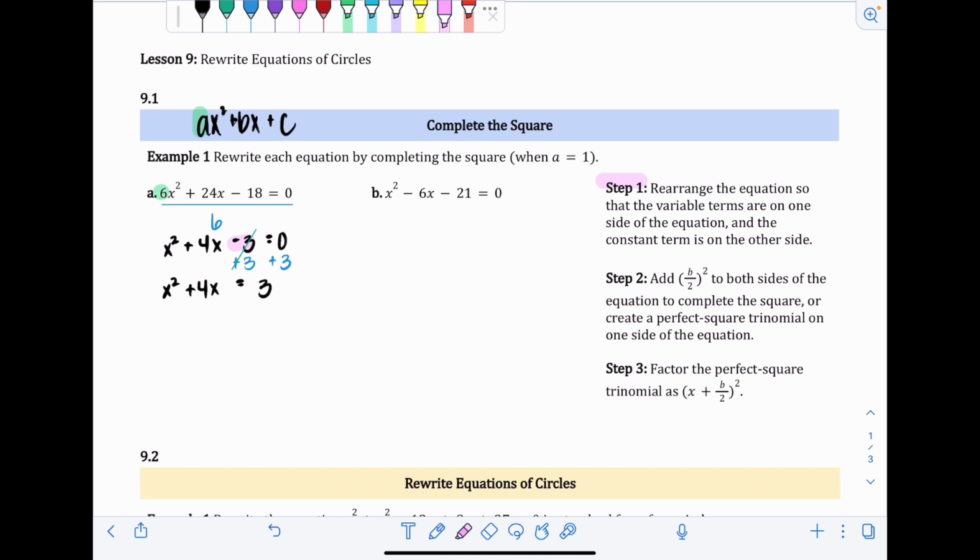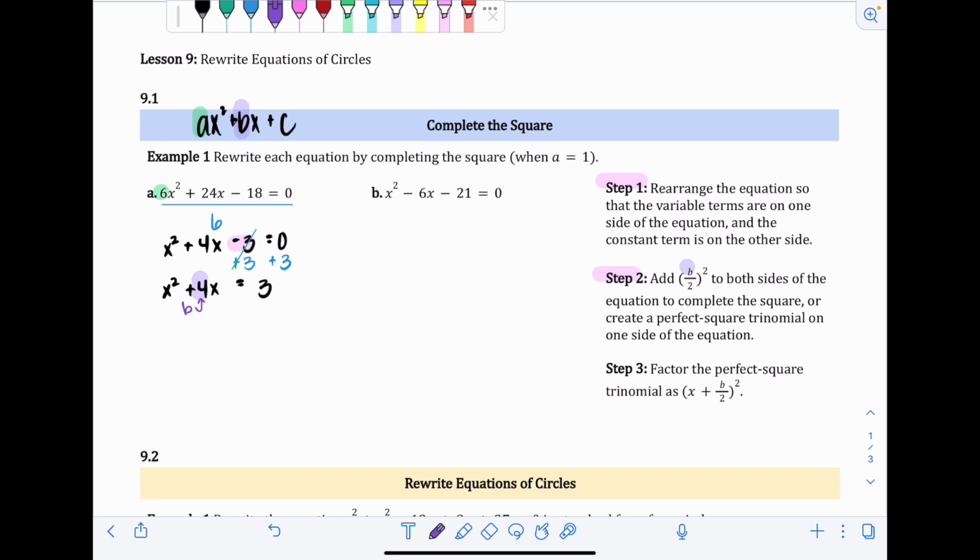So step 2 says add b over 2 squared to both sides of the equation to complete the square and create a perfect square trinomial. So that b in the b over 2 squared is referring to the b when it's in standard form, so that's the coefficient of x. So in this problem, b would be 4. So b is always the number in front of just like the regular x, not the x squared. So I would want to find b over 2 squared, so you can do it off to the side.